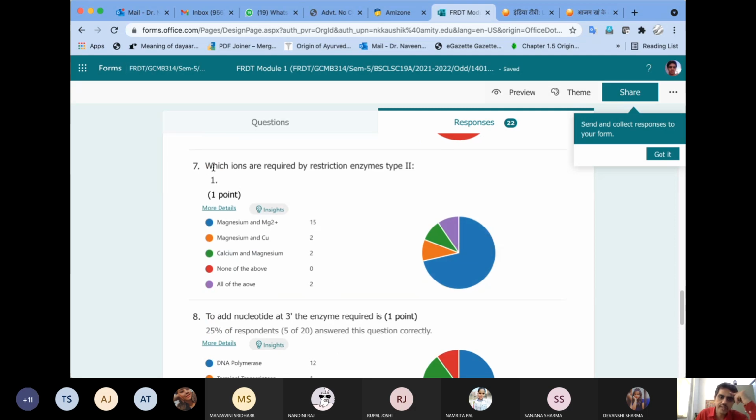Question number 7: which one is required by restriction enzyme type 2? We have divided the enzymes on the basis of their requirements also. If anyone has seen the table, they need only magnesium ions. So the right answer is magnesium ions. The others are wrong. 15 gave the right answer. For those who gave wrong answers, the answer is magnesium ion.